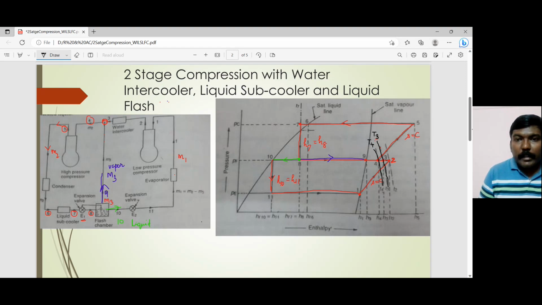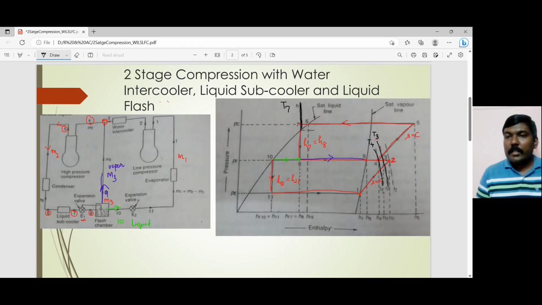Okay, and similarly you can also see this is 7. This is a constant temperature line, which will be a straight line in the pH chart. So this will be your T7. While solving the problem, we will look at this very clearly.